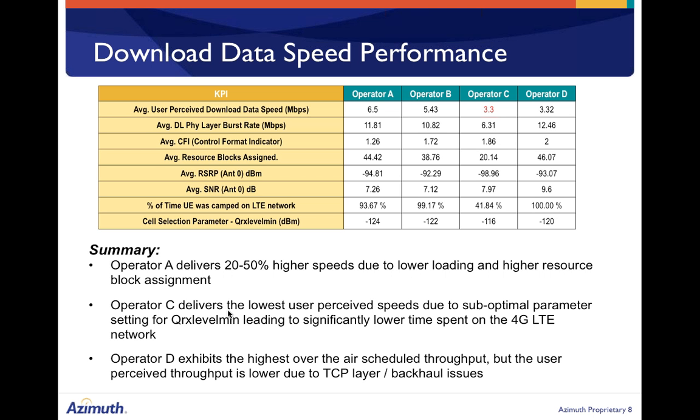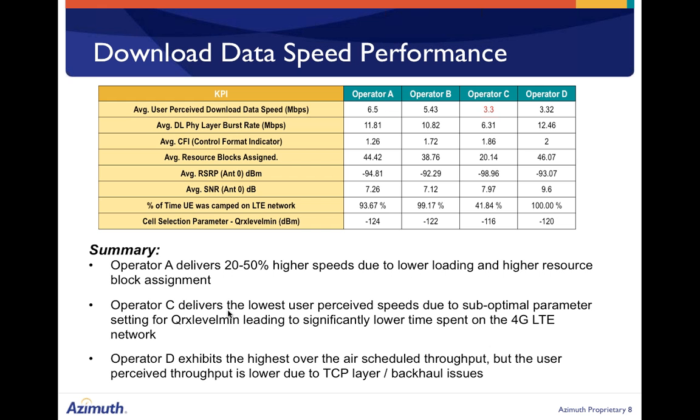So it looked like even though operator C had deployed LTE nationwide, its devices were spending a significantly lower amount of time on the 4G network, and they were spending quite a bit of time on the 3G network, because of which the speeds perceived by the end user were lowered. And so that starts giving you some clues as to why operator C was the worst operator.